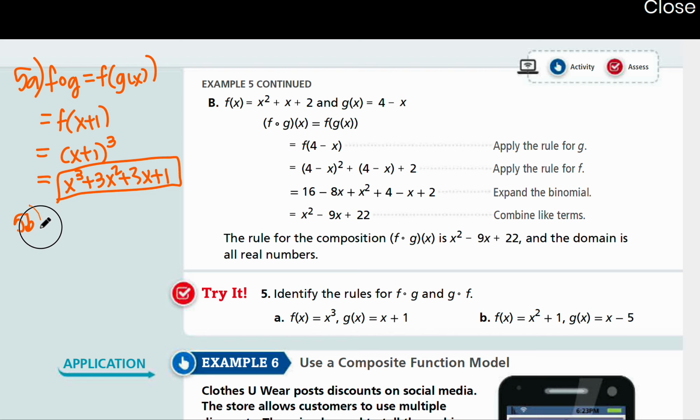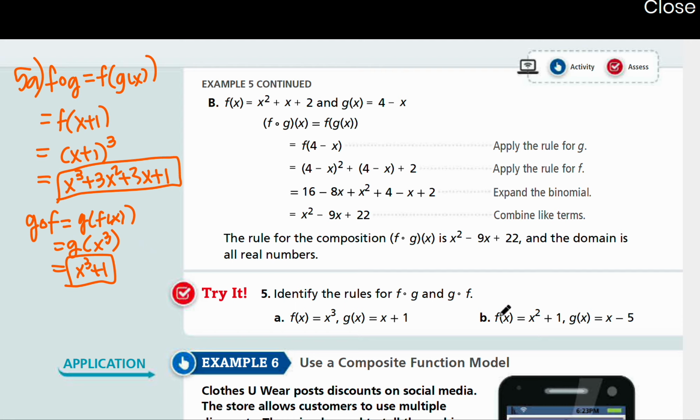And then 5b, wait, we didn't do g of f. So g of f would be g of f of x. And so g of x cubed would just be x cubed plus 1. And it's just x cubed plus 1.